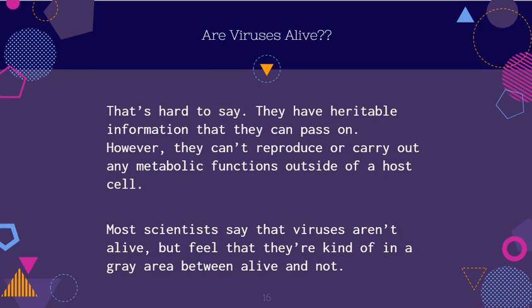So sometimes the question is asked, are viruses alive? And the answer is probably no. Okay, they've got DNA or RNA, but they can't do any metabolic functions and they can't reproduce on their own. So most scientists say no, they're not alive, but they're in this weird gray zone. They're not alive, but they're not fully not alive either because they do have genetic info, which is weird. So no?